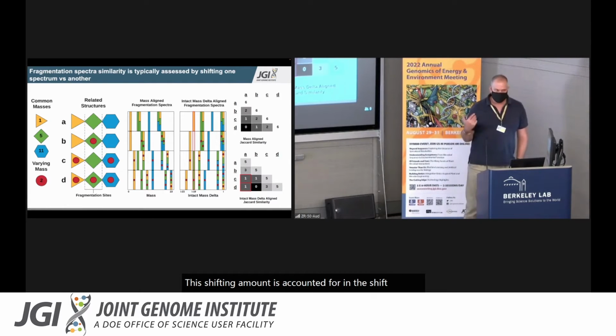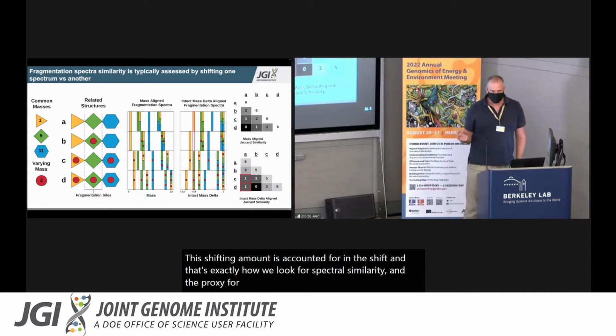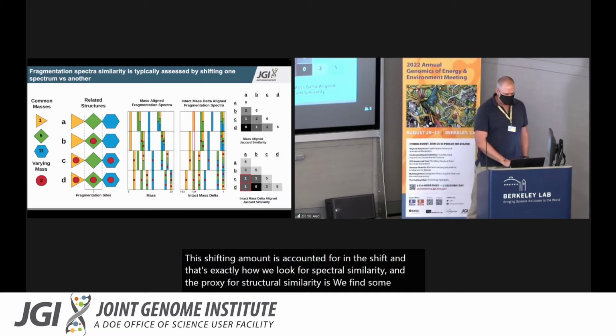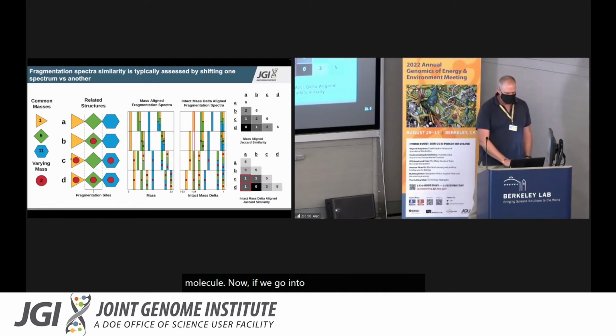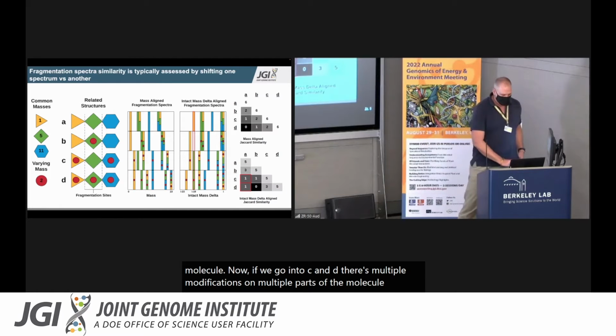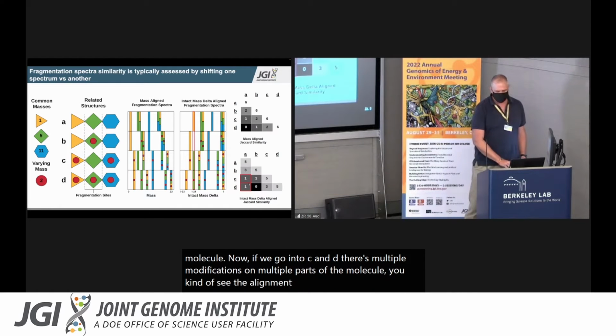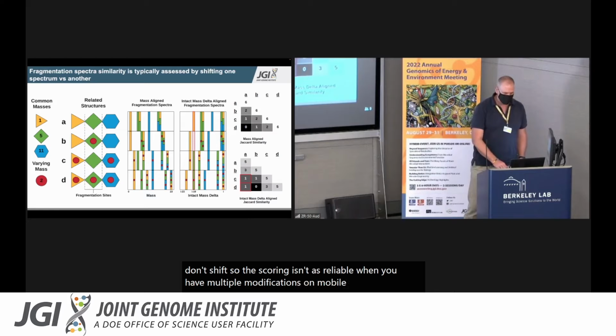And that's exactly how we look for spectral similarity as a proxy for structural similarity: we find something that has a modified mass on one part of a molecule. Now, if we go into C and D, there are multiple modifications on multiple parts of the molecule. You kind of see the alignment falls off the table. It doesn't work as well when you shift or you don't shift. So the scoring isn't as reliable when you have multiple modifications on multiple parts of the molecule.